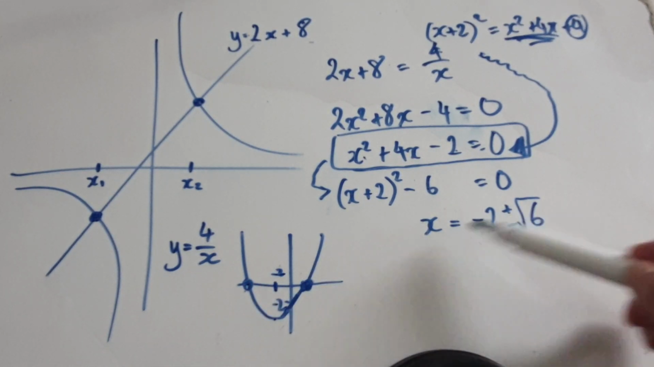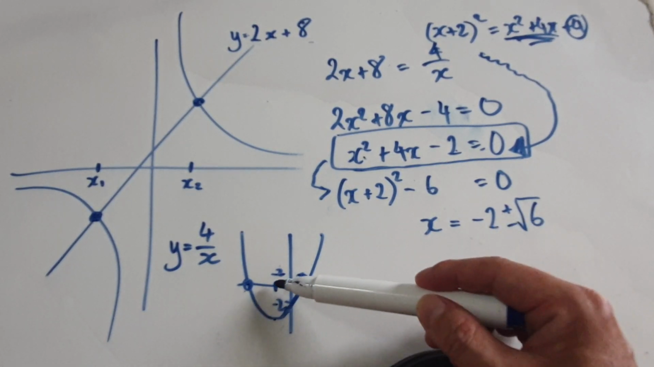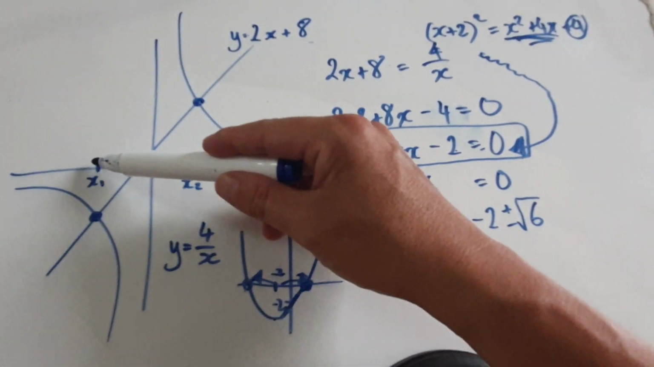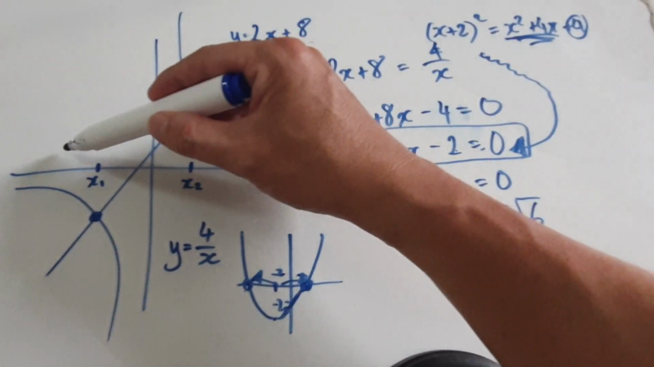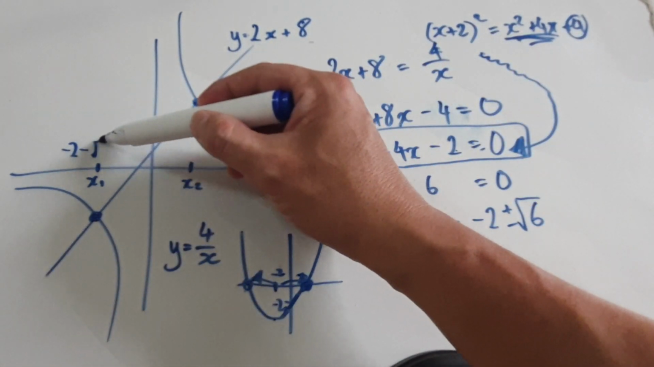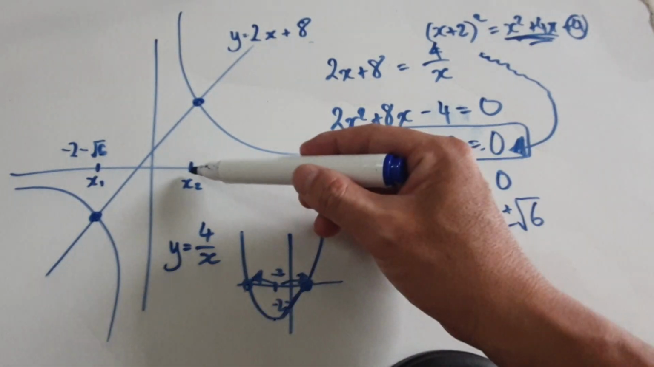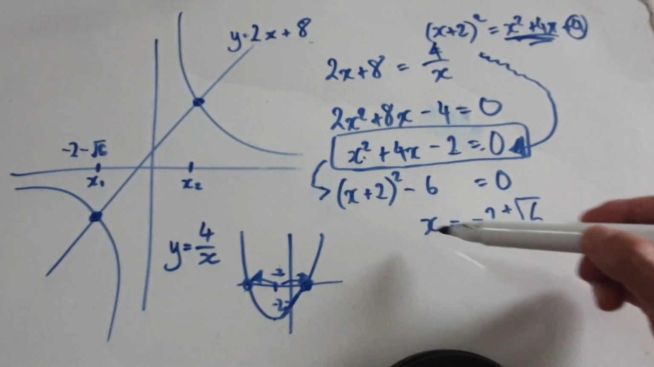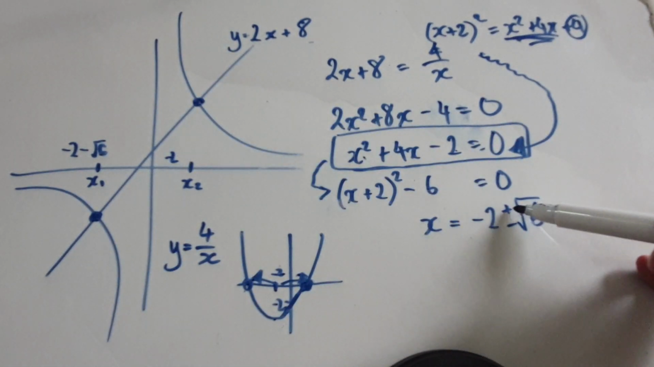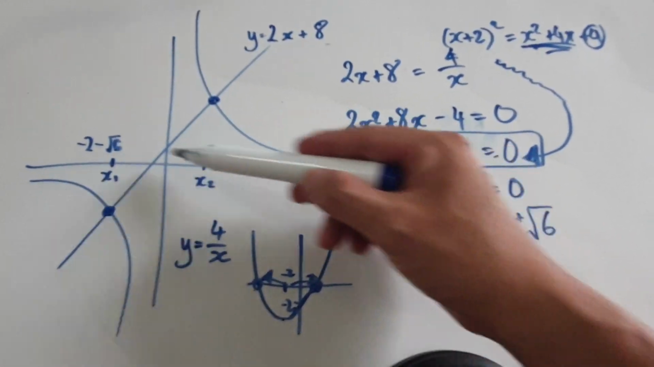And then if you add root 6, it would take you to here. If you take away root 6, it will then take you to here. So this point here would be negative 2 take away root 6. Whatever that weird number is, I don't care. This point here, x2, would be minus 2 add root 6. So these are your answers, okay?